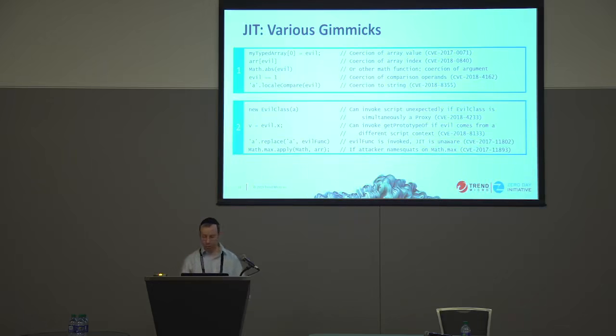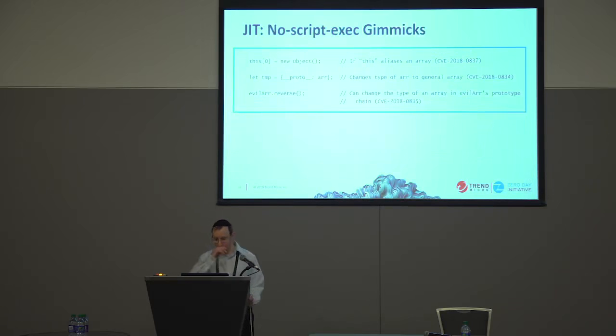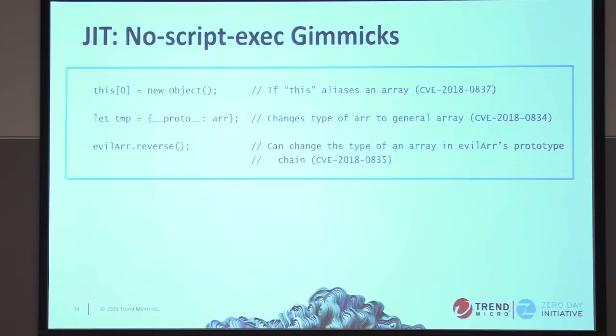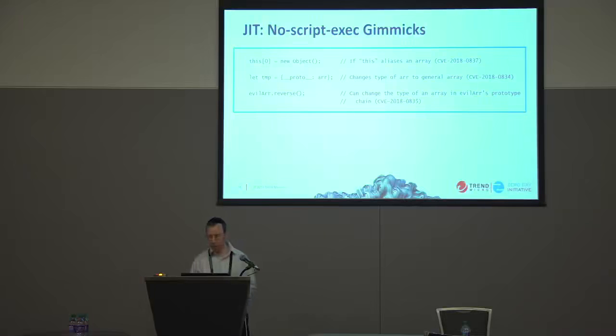And in each case on this entire slide, when script execution happens, the attacker can use that as an opportunity to make an unexpected modification to array state. And sometimes you can find a gimmick that has the desired effect of modifying an array without going through the route of arbitrary script execution. We already saw one of these examples before. That's the top one. Here's a couple more examples.